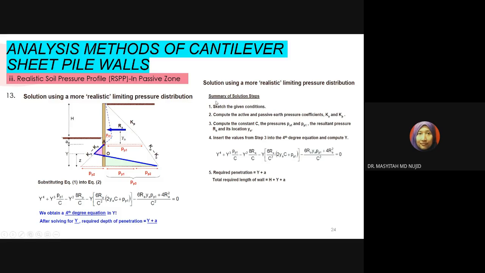In a summary of solution steps, this is the simple guide you can follow. First, sketch the given conditions. Compute the active and passive pressure coefficients Ka and Kp. Compute the constant C, the pressures Pa1 and Pp, the resultant pressure Ra and its location Ya. Insert the values from step 3 into the 4th degree equation and compute Y. And the last one, the required penetration is Y plus A, and the total required length of wall is H plus Y plus A.